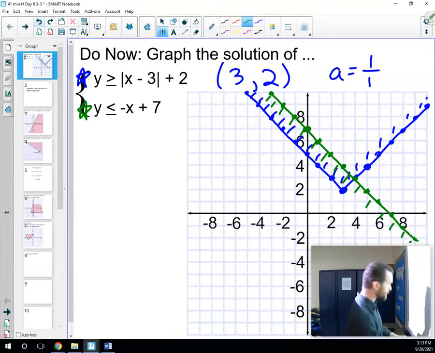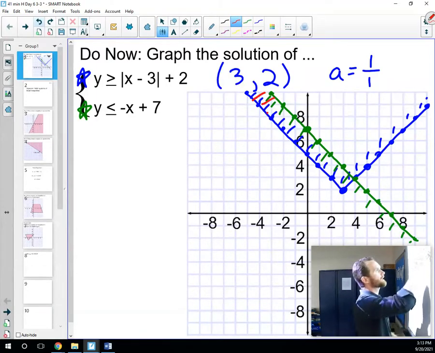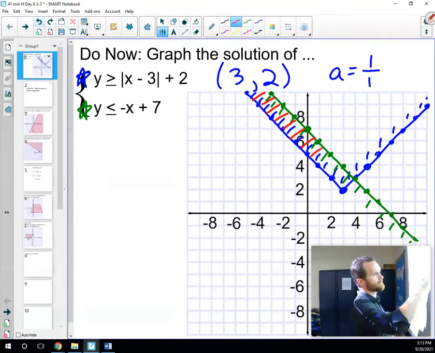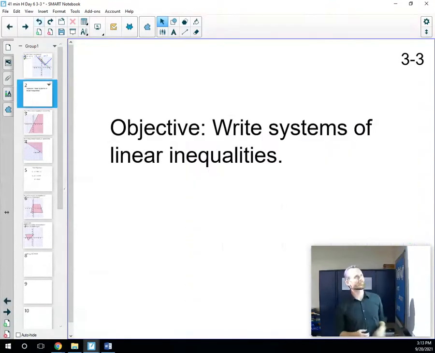So then the part of this graph that is the solution set is when the shading is overlapping, so that's right in here. It's not exactly a rectangle, but it looks sort of like a rectangle, I guess. And there we go, we're all done. So hopefully that's what you got. Let's move on to our objective.